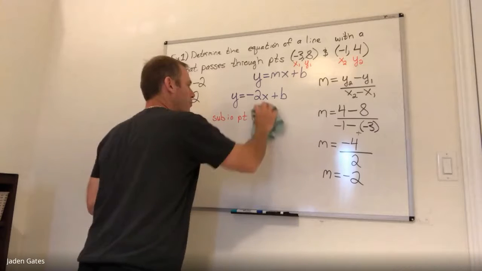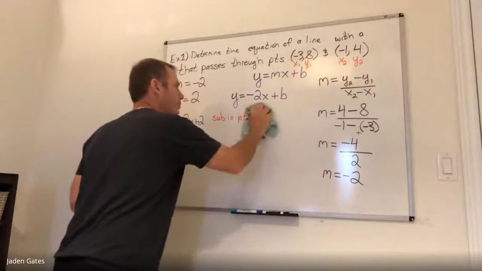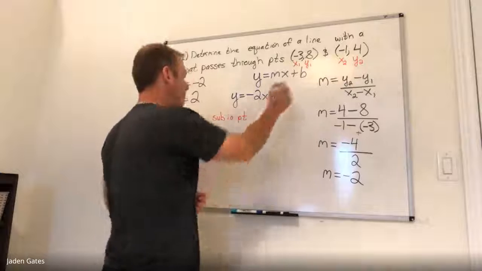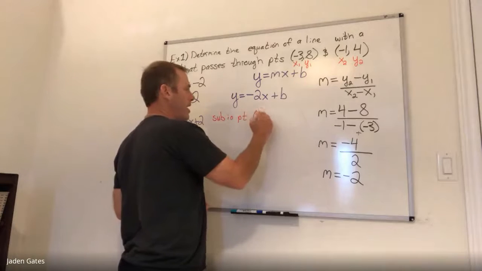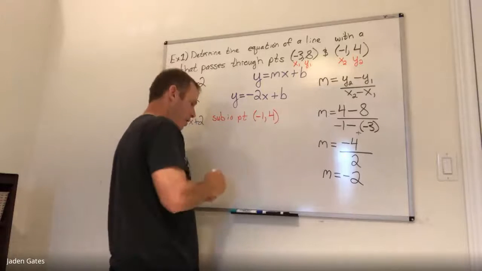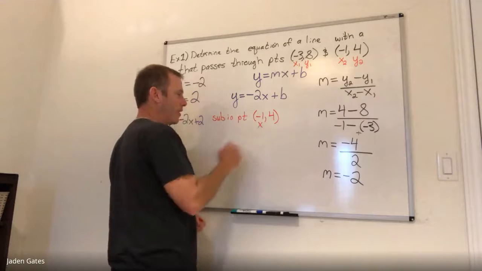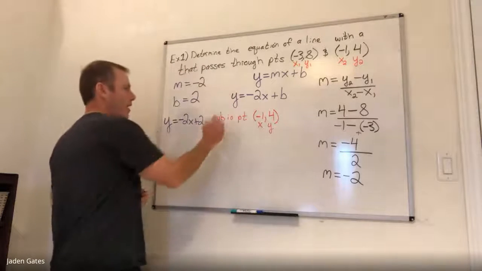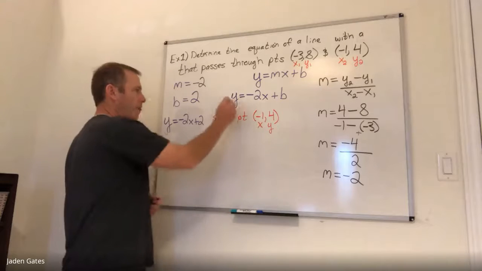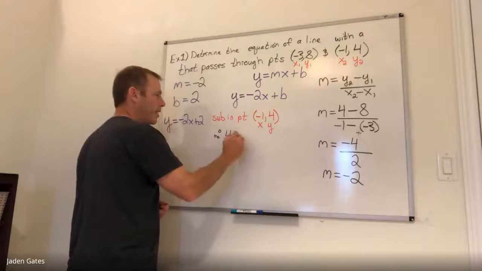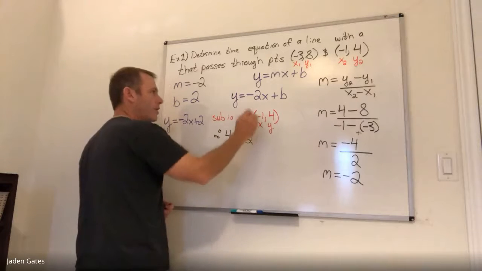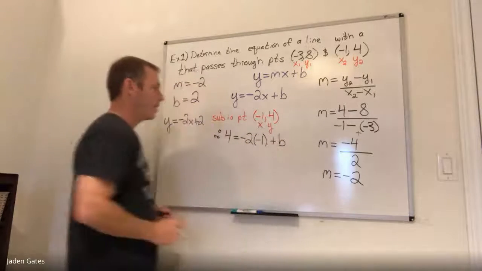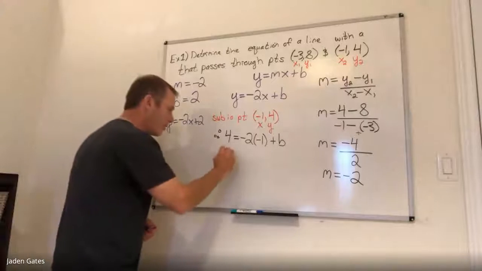But this time, I'm not going to sub in the first point. I'm going to sub in point number 2, which is negative 1, 4. So again, my x value is always the first one, negative 1. My y value is the 4. Now when I substitute in, y is 4 equals my slope, which is negative 2, times the x value, which now is negative 1, plus my b. And so I have a 4 here.